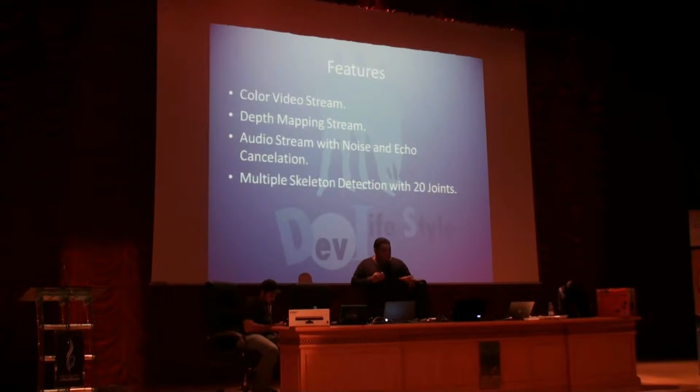Features: it can stream color video, it can stream a depth map, and audio stream with echo and noise cancellation. And this is the killer feature, it has skeleton detection. So it can detect your body and tell you this is a person with 20 joints. So you can identify the right hand in the image.